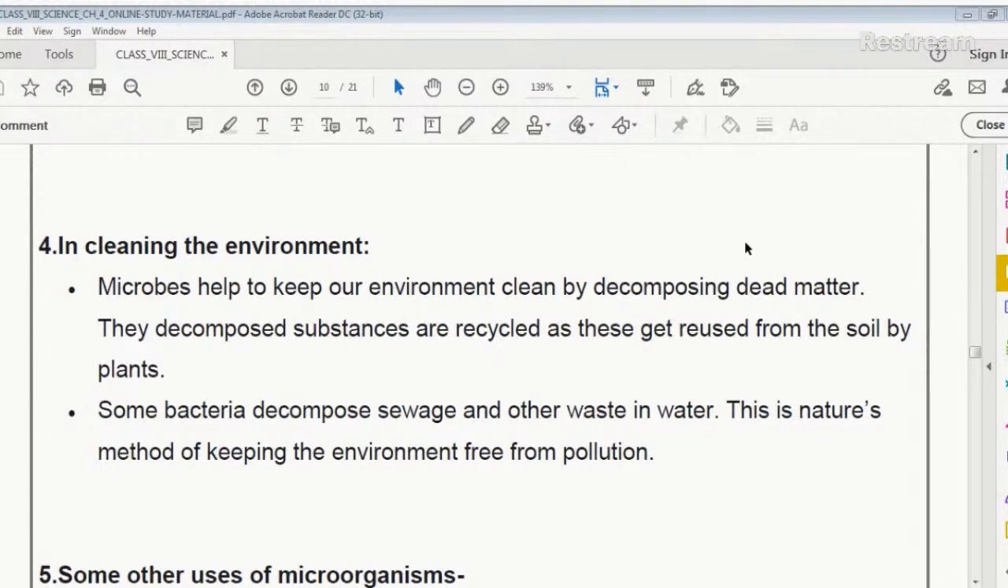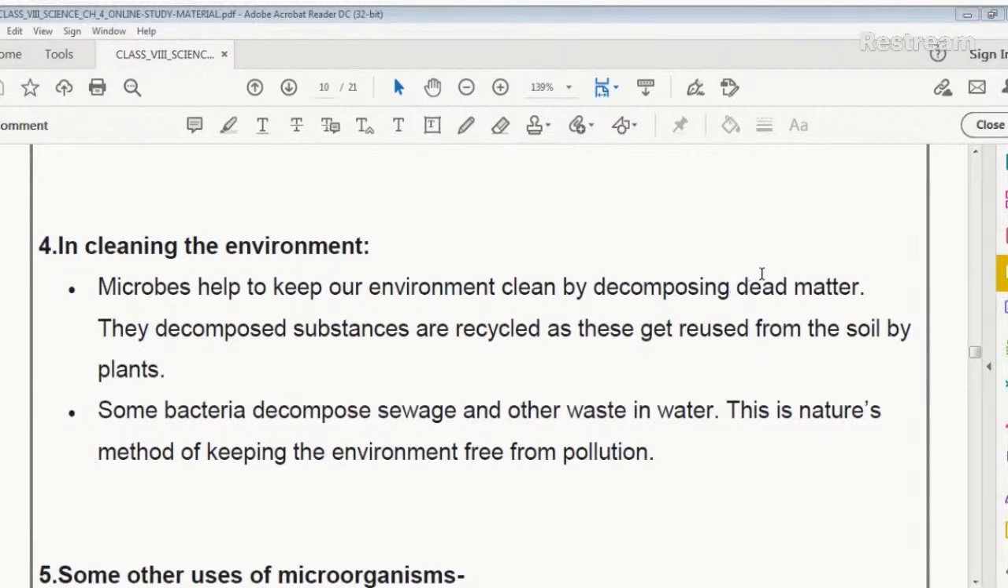We find that they disappear after some time, and this is because the microorganisms decompose dead organic waste of plants and animals, converting them into simple substances, and these substances are again used by other plants and animals. Thus, microorganisms can be used to degrade the harmful and smelly substances and thereby clean up the environment. So this is what we call cleaning the environment.